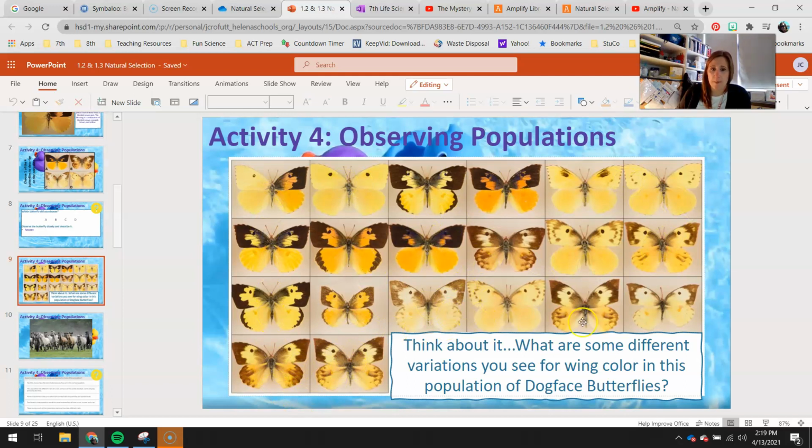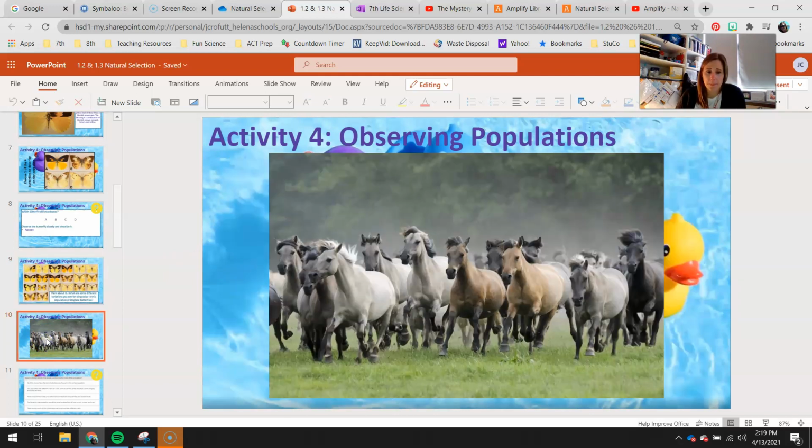Then finally, if we were to look at these 20 species here, you guys got a small snippet of them. We're all different species of, again, dog-faced butterflies. So think about it. What are some different variations you could see for wing color in this population of dog-faced butterflies? So nothing for you guys to respond here. I just want you guys to kind of take a look at them and look at some of their differences in variation for wing color. Okay, once you guys do that, go ahead and move on to the next part of activity 4.